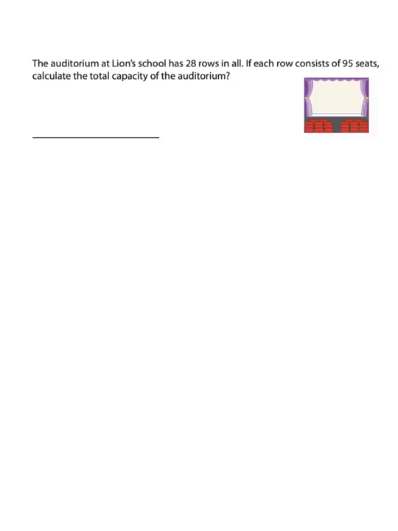The next problem says, the auditorium at Lyons School has 28 rows in all. If each row consists of 95 seats, calculate the total capacity of the auditorium. What do you think it's asking for when it's asking for the total capacity? When it's asking you for the total capacity, what it's asking you is the number of people that can fit. The number of people that can fit will be the number of seats. So it's asking you for the number of seats. I want you to try the rest of this problem on your own, and then we'll go over it.